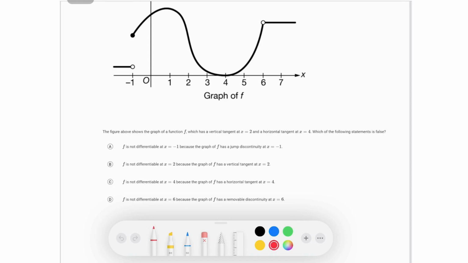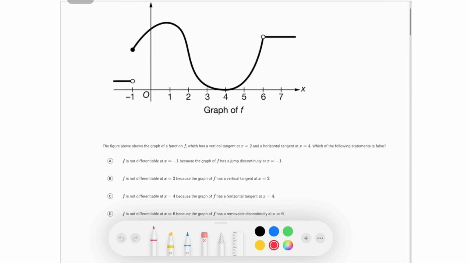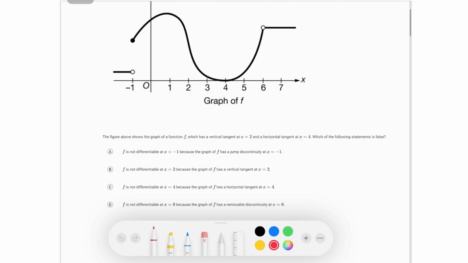Okay, hello everyone. In this video we are going to go through some differentiation and continuity problems from calculus, and here is the first question.